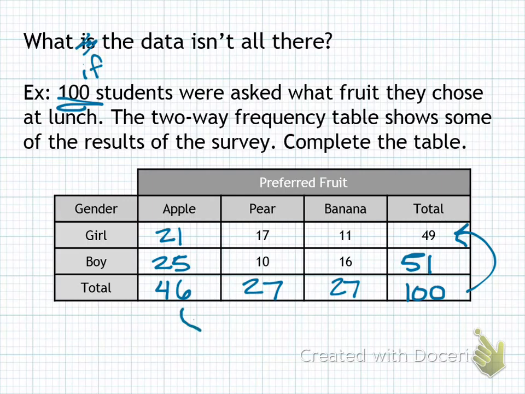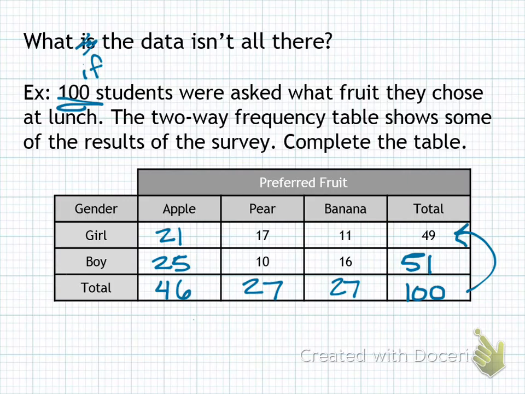So 27 and 27 gives me 54. 54 plus 46 is 100. So this works out. So I know that I completed the table correctly. Okay, and again, I could ask you a series of questions based on this table, like, what was the least preferred fruit for each of the genders? So you would say, well, the least preferred fruit for girls was bananas, and the least preferred fruit for boys was pears.